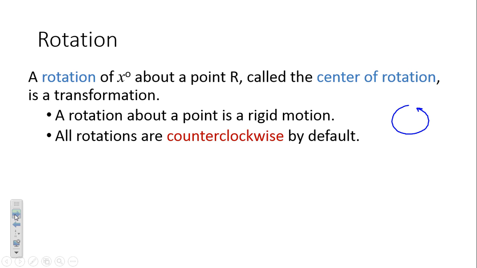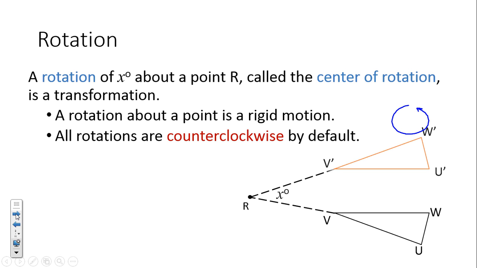So you have a figure. That figure is a triangle. You have a triangle on your drawing or on your paper, and it has a point R that we are rotating about. We are rotating x degrees. When we rotate x degrees, v moves to v prime, u to u prime, w to w prime, just like before.